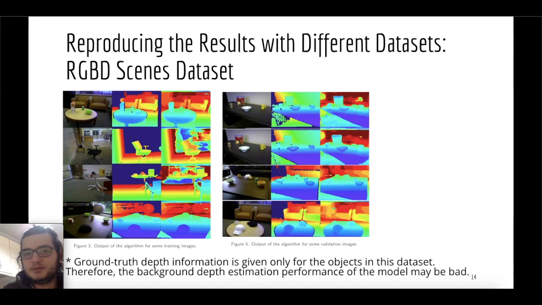First, I tried it on the RGBD scenes dataset, and here you can see some of the outputs. Note that ground truth depth information is given only for the objects in this dataset, so we don't have any background depth ground truth information. Therefore, the depth estimation performance of the model may be very bad. There are many video sequences in this dataset, and I split the validation and training sets by selecting only 2 sequences as the validation set and the others as the training set. I chose it this way because otherwise we would have memorization effects in our evaluation, and it wouldn't be a fair comparison.